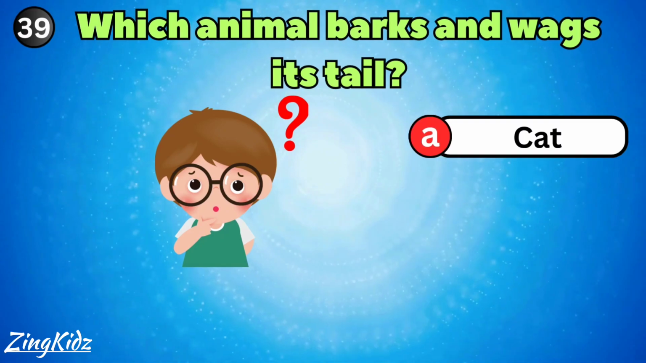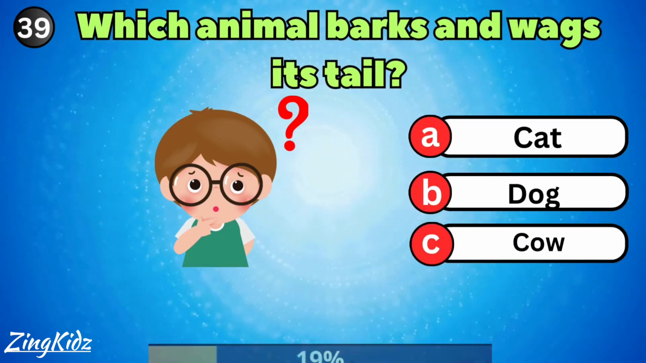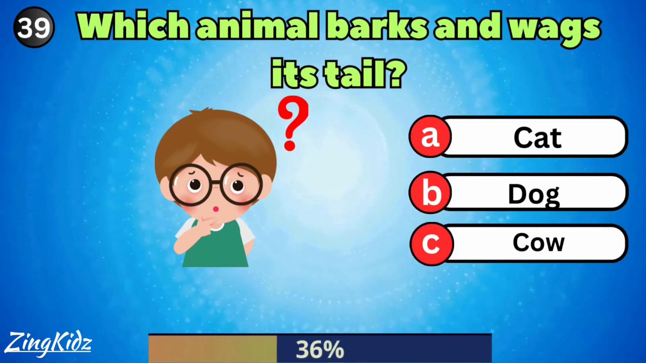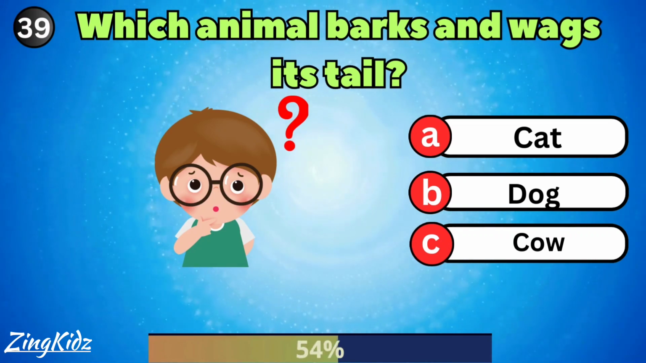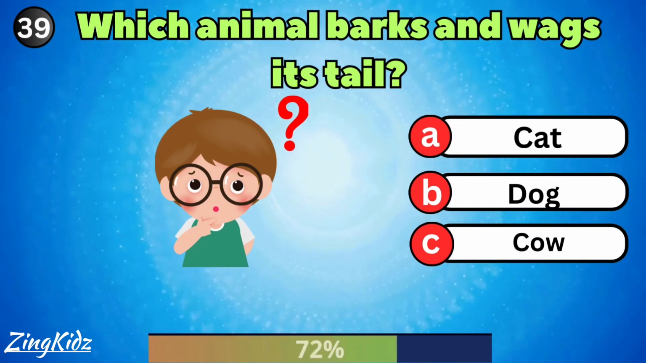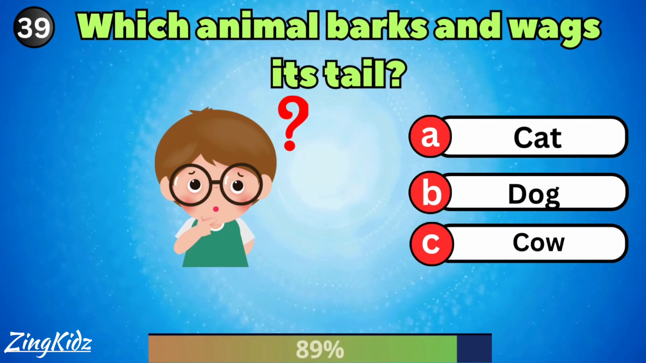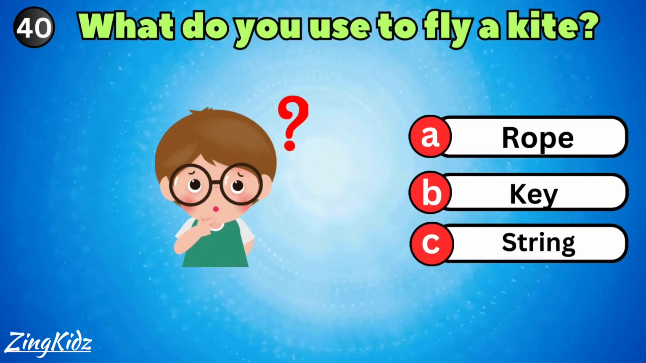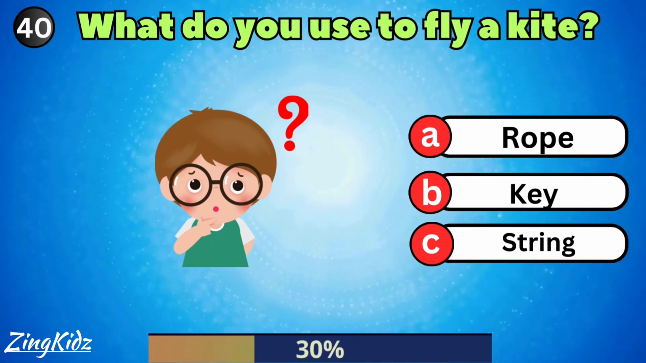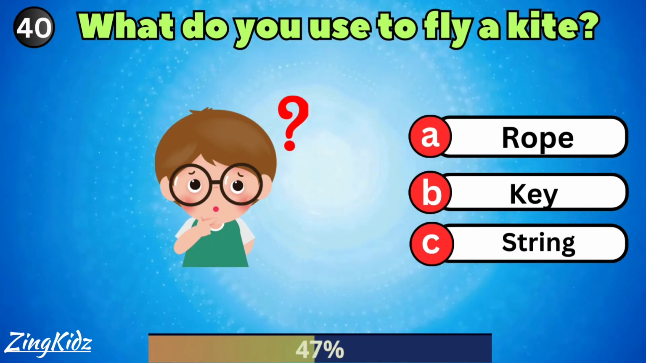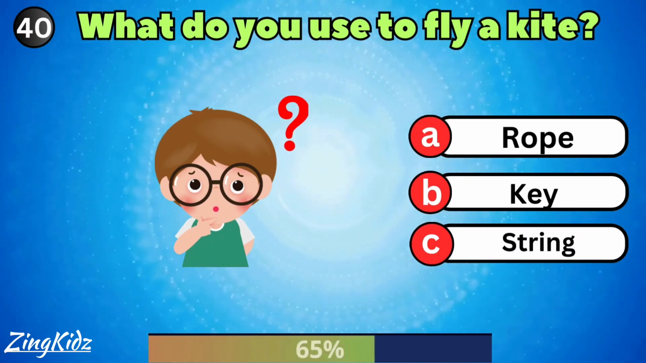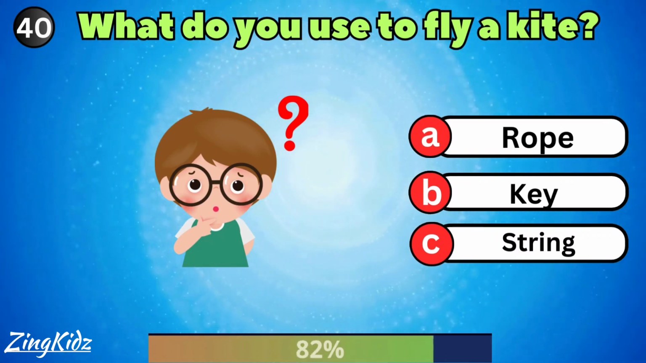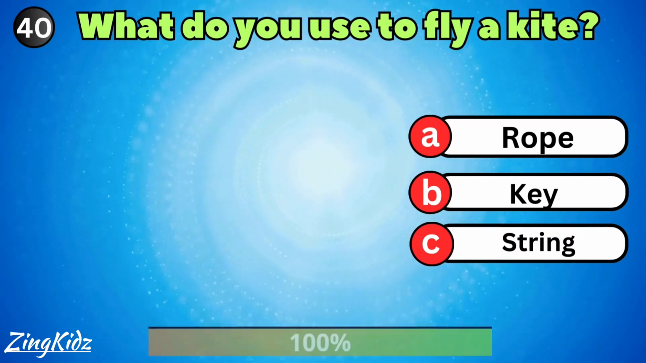Which animal barks and wags its tail? Dog is the correct answer. What do you use to fly a kite? String is the correct answer.